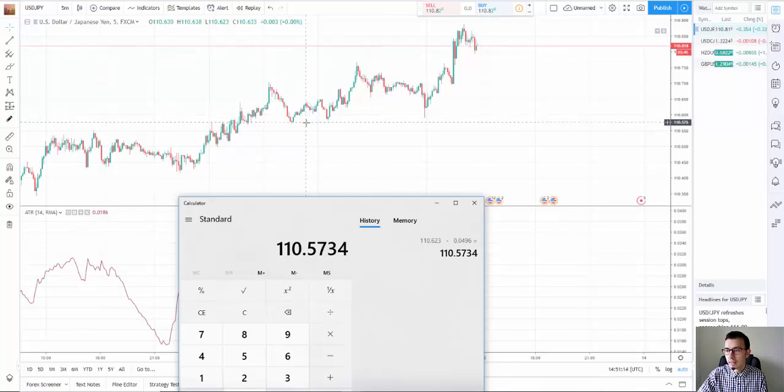Okay, yeah, 5734. So it's around this area, from this area to this area. And as we can see, this area is interesting. Look, it's just a little bit below our support. Our support is at this level, 110,577, but according to the ATR indicator, our stop loss should be a little bit below that, at 5734.